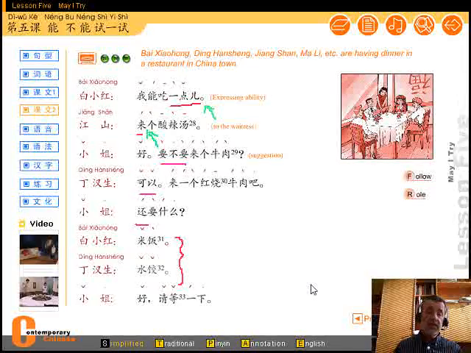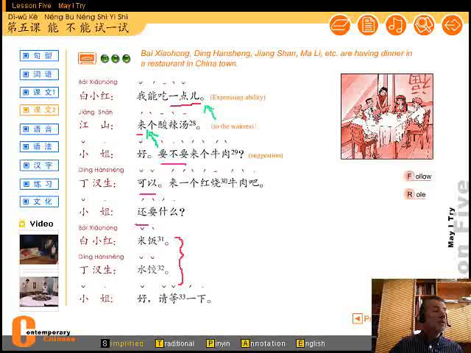Now, we learned today that we could change that 一下 to something else. What we learned was it could be changed to 请等一等. 请等一等. And that would be the same meaning.